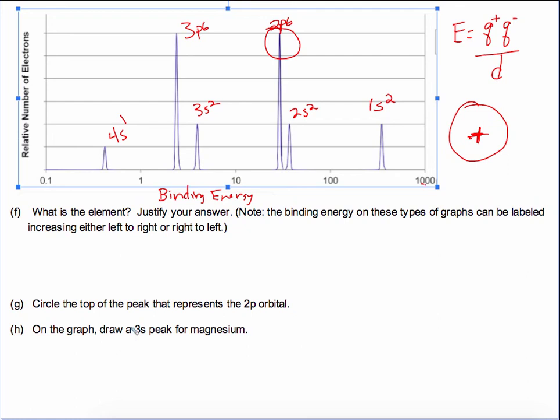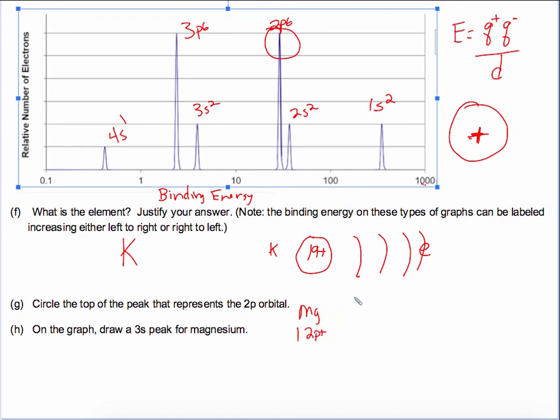Okay, on the graph, draw a 3s peak for magnesium. Sometimes the way to figure this out is this one. Oh, we forgot to identify the element. It's 4s1, so that's potassium. So what I like to look at is, potassium has 19 protons, and I draw these half shell models. In the first shell, you have 1, 2, 3 shells of electrons, and then potassium actually has 4 shells. There's an electron right there in the fourth shell.